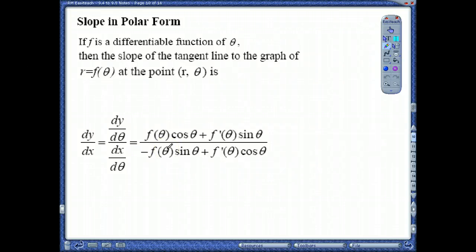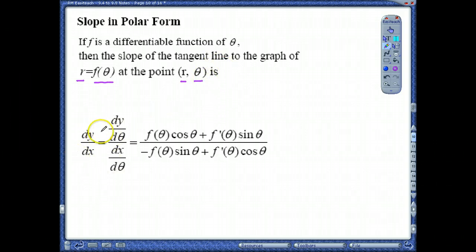Hello and welcome to section 9.5, which is talking about our polar form and finding slope and arc length and area. Now when we're talking about slope in a polar form, remember that your f function is a differentiable function in terms of theta. So basically r is equal to f of theta, like y is equal to f of x. Same concept. Your point, remember, is r and then theta. Theta must be in radians, remember.